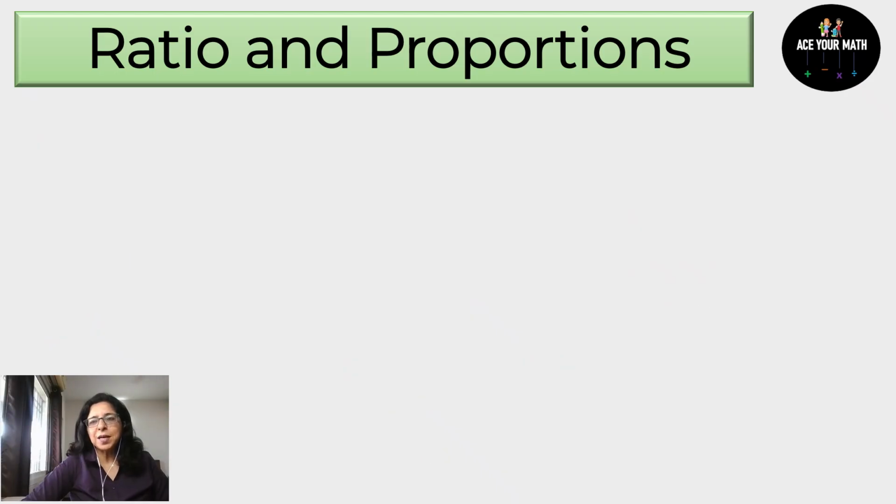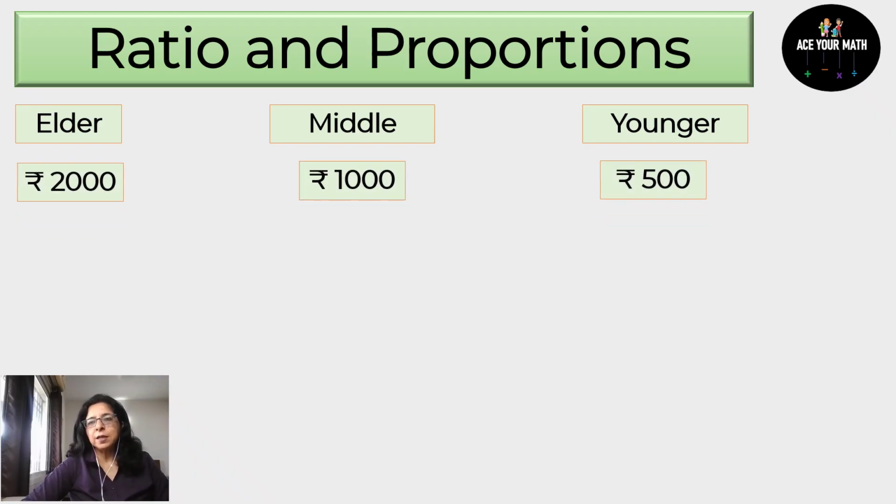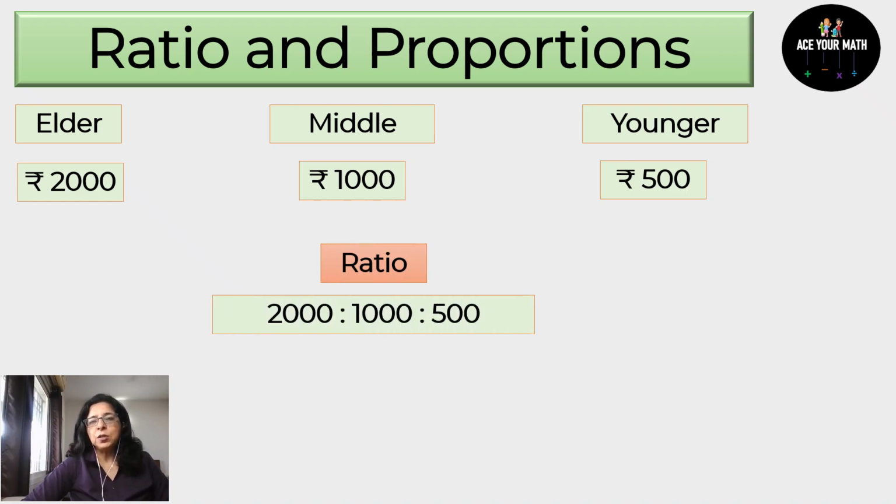I'm taking one more example. This time, instead of two, there are three siblings. The elder one, the middle one, and the younger one. We are going to compare pocket monies. So the elder one gets rupees 2000, the middle one gets rupees 1000, and the younger one gets rupees 500. So we're going to compare them through a ratio. So you will write elder to middle to younger. So it is 2000, 1000, and then 500.